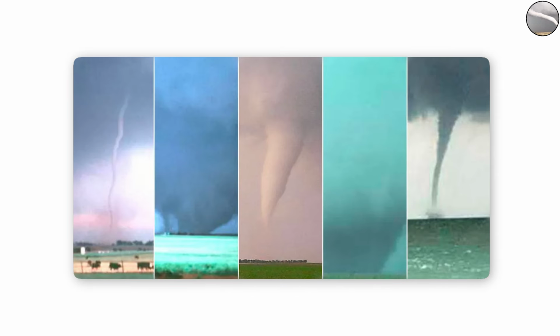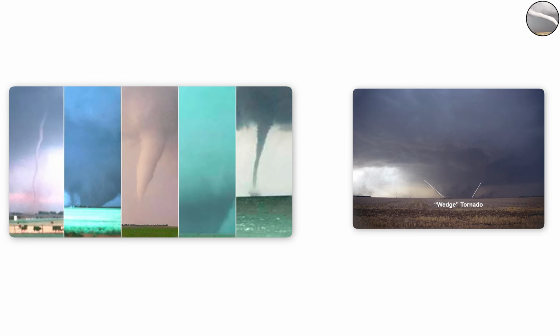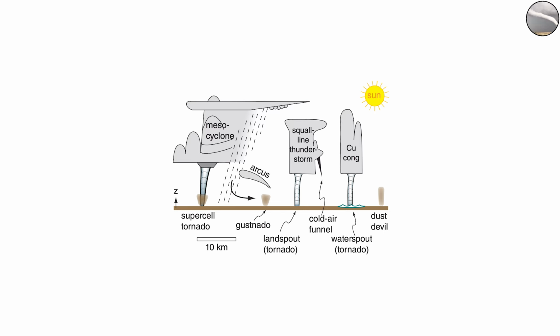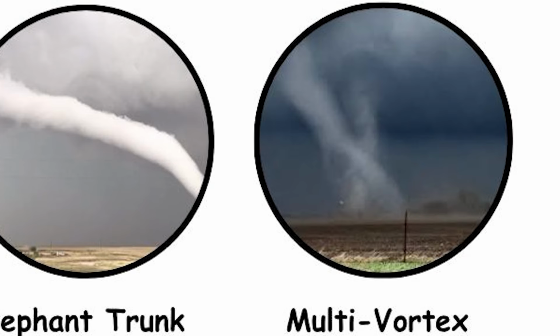These tornadoes can vary in strength. Some remain weak and short-lived, while others intensify and grow into wedge tornadoes as they mature. Their narrow lower funnel can sometimes limit the area of severe damage, but the high winds inside the funnel can still cause significant destruction. Multivortex tornadoes.